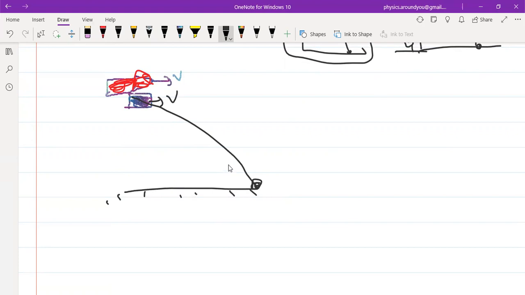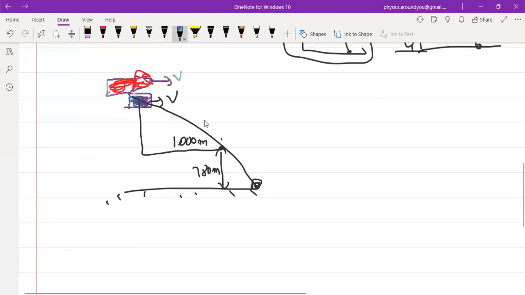According to the question, at some instant of time, it is at 780 meters from the ground, and it has traveled a horizontal distance of 1 kilometer or 1,000 meters. At this particular instant, our question freezes, right? The food package is now here, 780 meters above the ground, 1,000 meters it has traveled already.